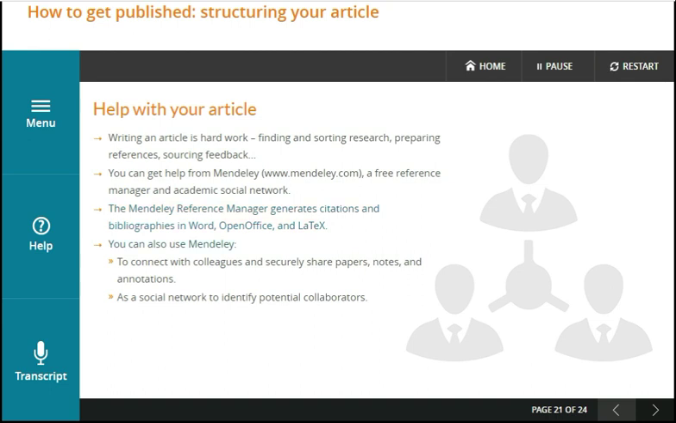You can also use Mendeley to connect with colleagues and securely share papers, notes, and annotations. You can write collaboratively without having to constantly email back and forth, or use Mendeley's social network to identify potential collaborators.